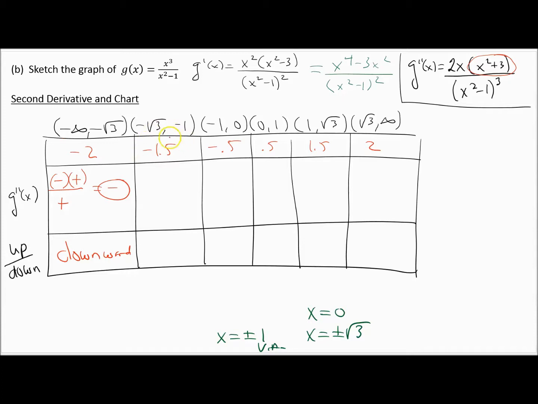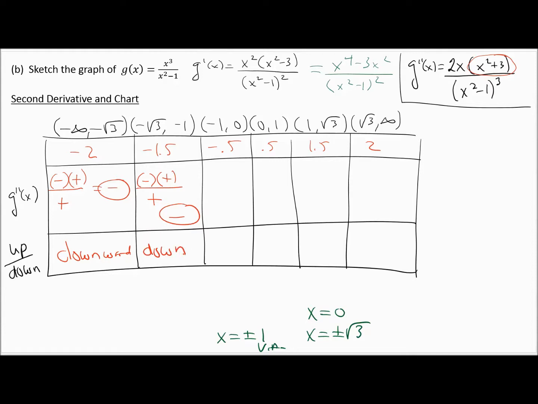Now when I scoot over here, from -√3 to -1, I'm going to plug in -1.5. Well, 2 times -1.5 is a negative number. Again, the circled one is always positive. I don't care what you plug in. And in the denominator, -1.5 squared, okay, and I subtract 1 from that. So again, -1.5 squared is 2.25. Well, 2.25 minus 1 is positive. To the third is still positive. So what we have here, negative times a positive is a negative, divided by positive is still a negative. So we're still concave downward on that interval.